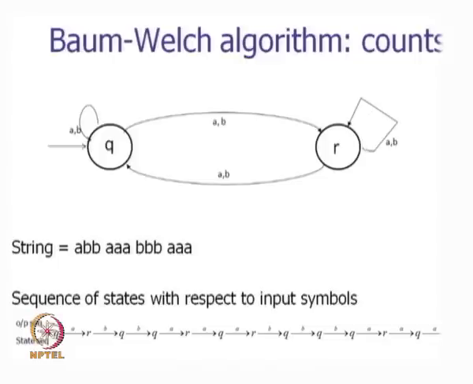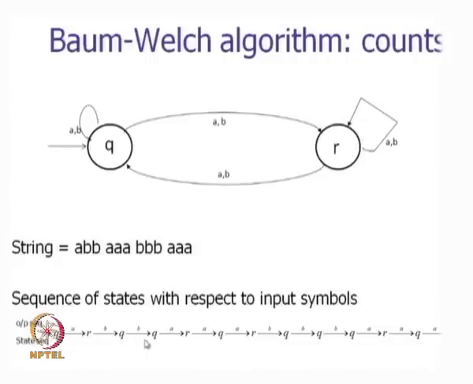Now, we come to the Baum Welch algorithm, and this is in terms of counts of the transitions in the output observation sequence. So, to understand this point, let us take a sequence here: A B B A A A B B B A A A. These can be produced from a state sequence of this kind.